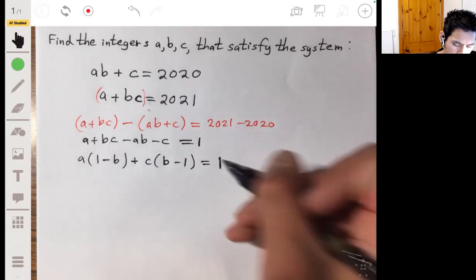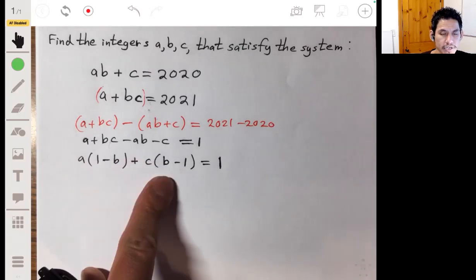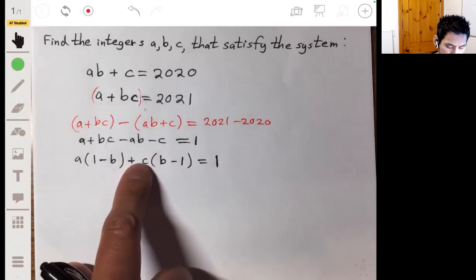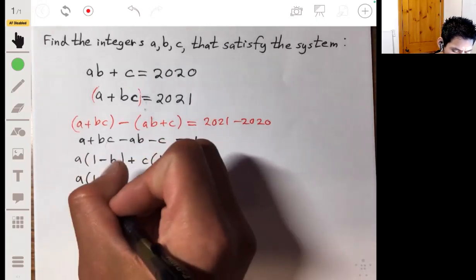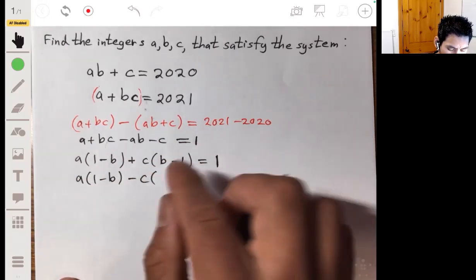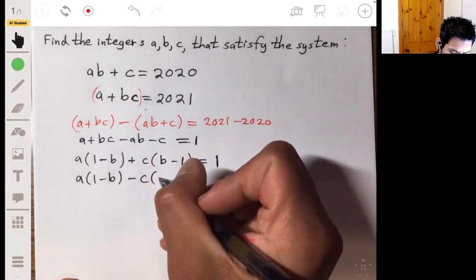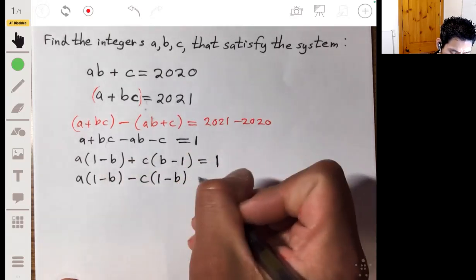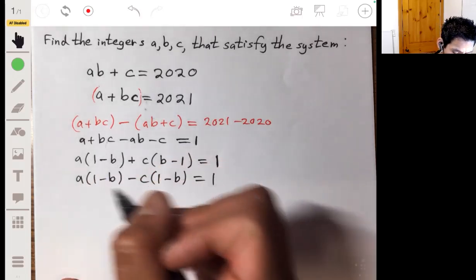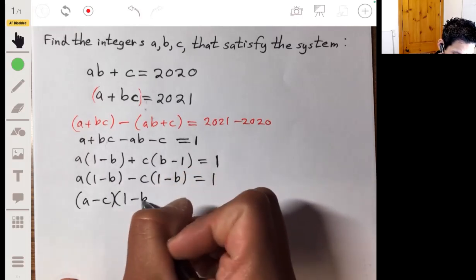And then we have that equal to 1. And we almost have common factors in here. So we're going to switch the sign of this by making c negative. So we're going to have a times (1 minus b) minus c times (1 minus b). Then we can factor this as (a minus c) times (1 minus b).